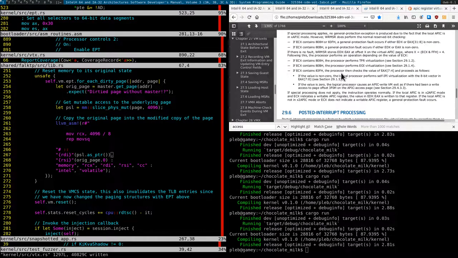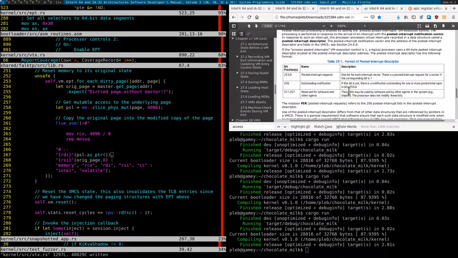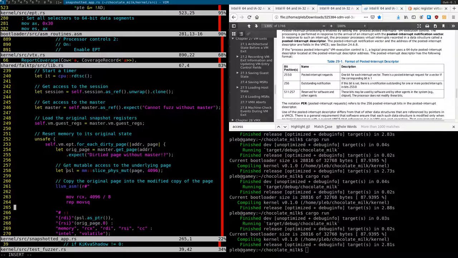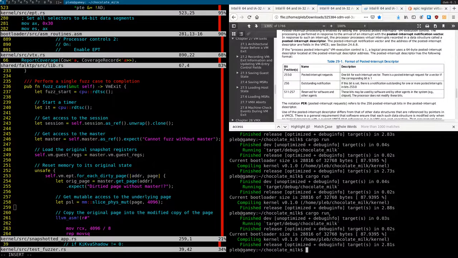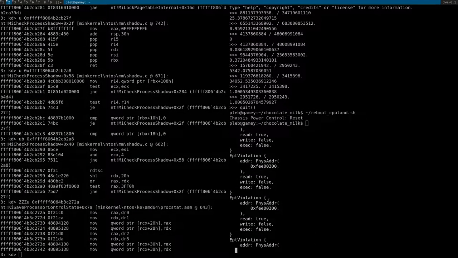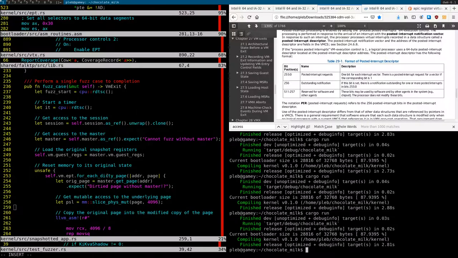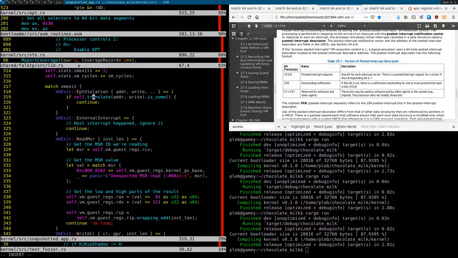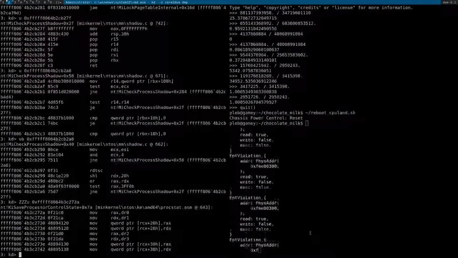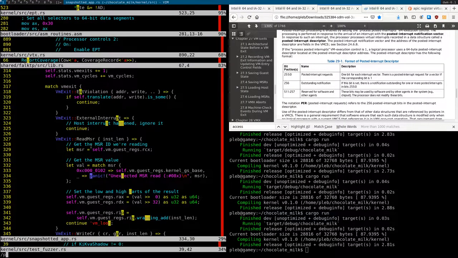Yeah, x2APIC is so much better for that. But I have to convince Windows to use the x2APIC. I think if it's present, Windows will just use it, but not necessarily older versions of Windows. So, to be honest, I don't think this is actually part of what I care about. So, I'm not too worried about this. I've gotten to kind of where I want to get today.